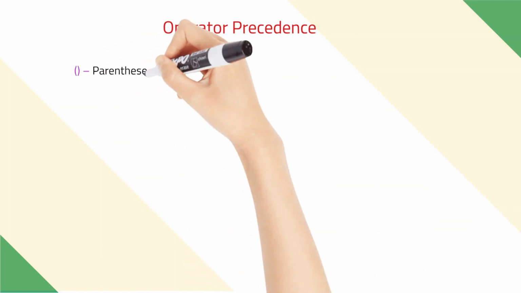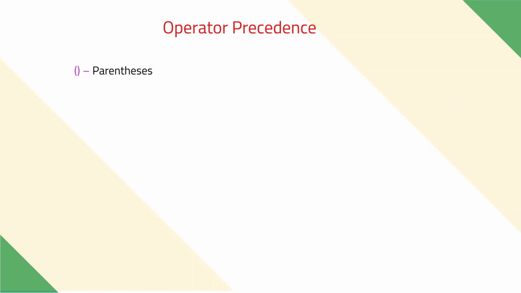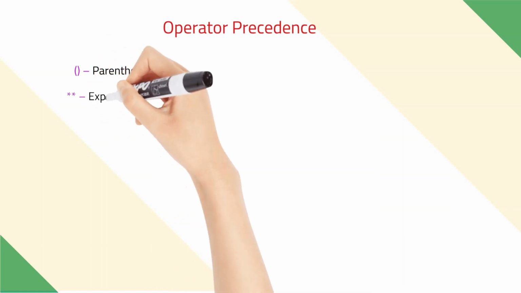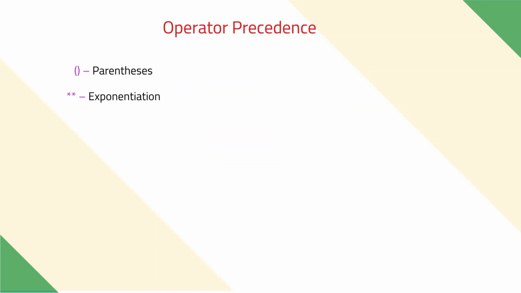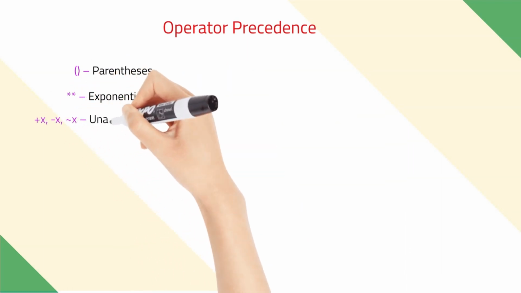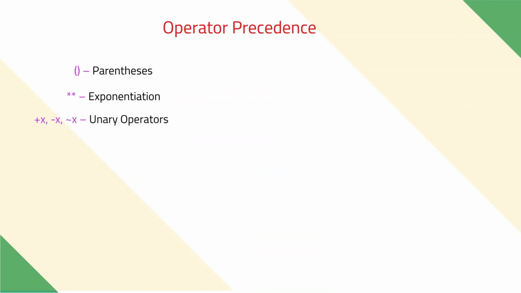The first operator precedence is the parentheses. It means everything present in parentheses will be calculated before the others. The second operator precedence is the exponentiation. The third operator precedence is the unary operators.